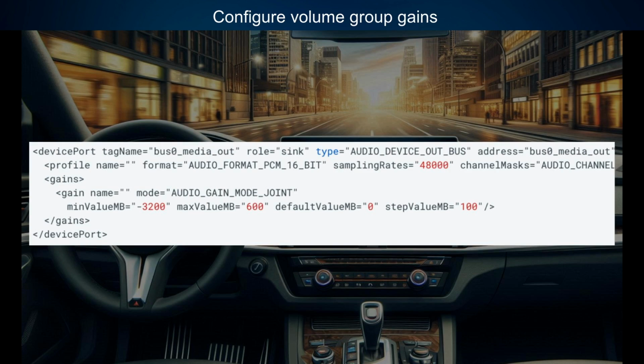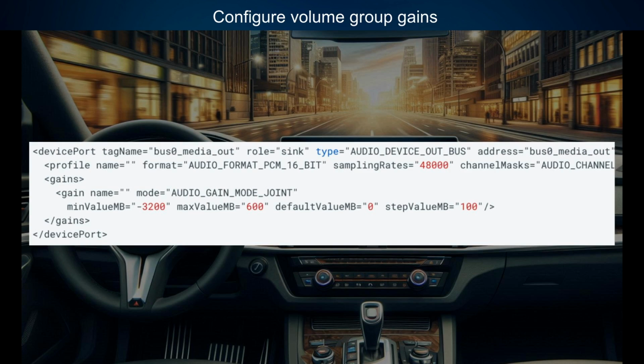When the system sets the volume for the group, it looks at all the devices within that group and picks the most extreme value. So, for the entire group, the minimum volume is the lowest minimum value of all the devices in the group. The maximum volume is the highest maximum value of all the devices. The default volume is the highest default value.